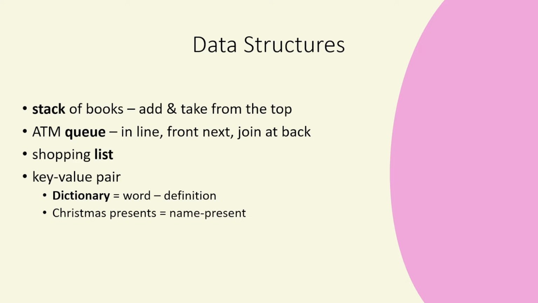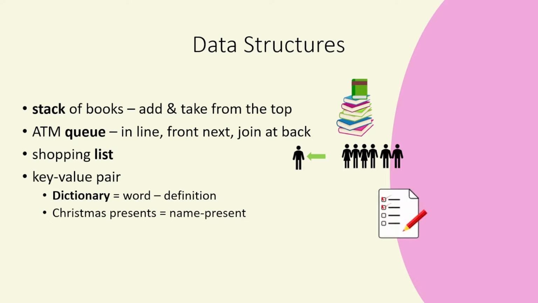Data structures can be easy to understand. We understand the concepts from real life. For example, if we've got a stack of books, we add another book on the top of the stack, and when we want to remove one, we remove it from the top. A queue, we join the queue at the end of the queue, and we leave the queue at the front. A list is the same as a shopping list, multiple items in a list.